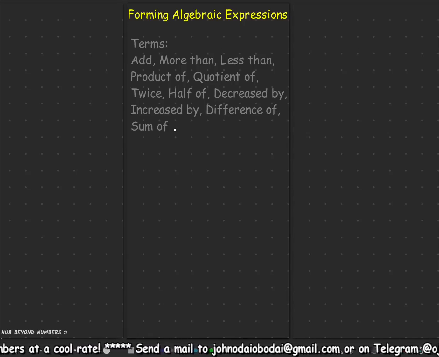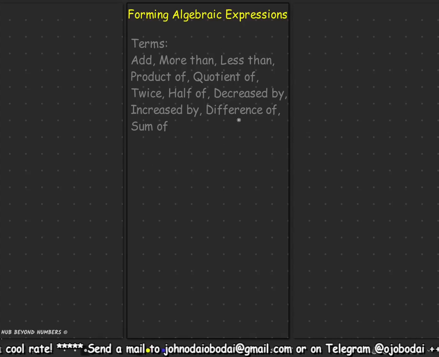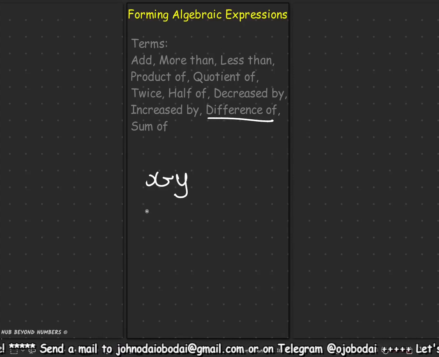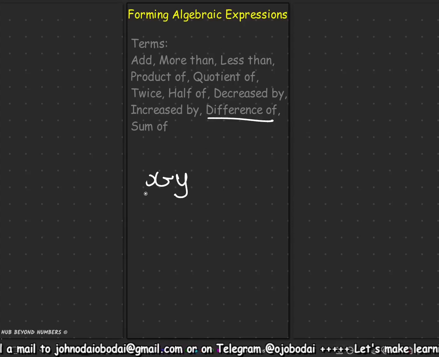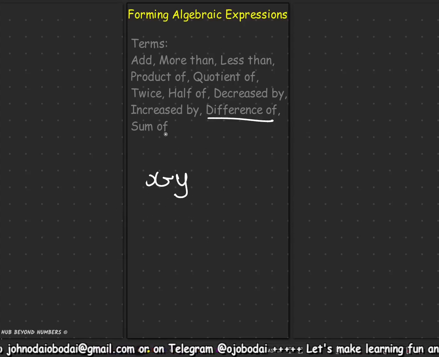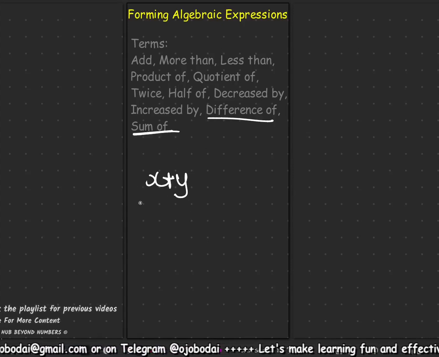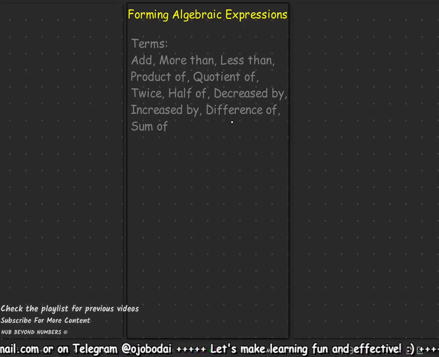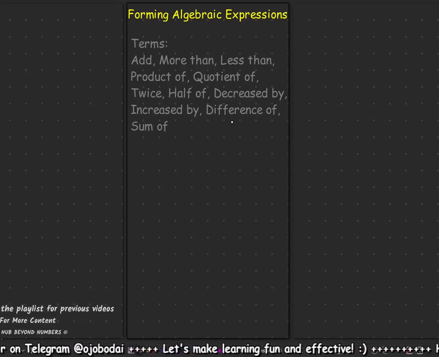Then the difference. If you want the difference of x and y, difference means subtraction. So x minus y simply means the difference of x and y. We want their difference. That is subtraction. Then the sum of over here means addition. So the sum of two numbers becomes addition. Basically, these are the terms you need to know so you are able to form algebraic expressions, form statements.